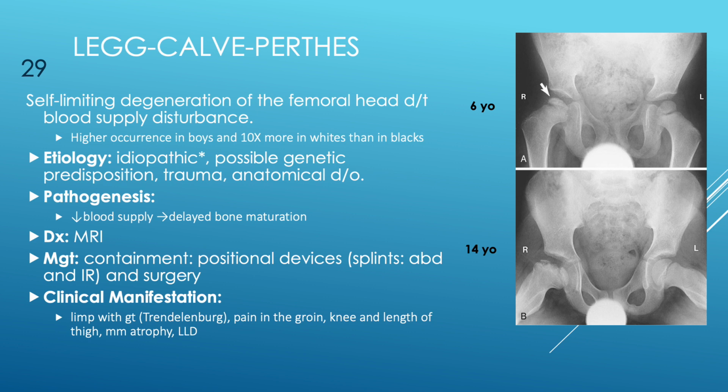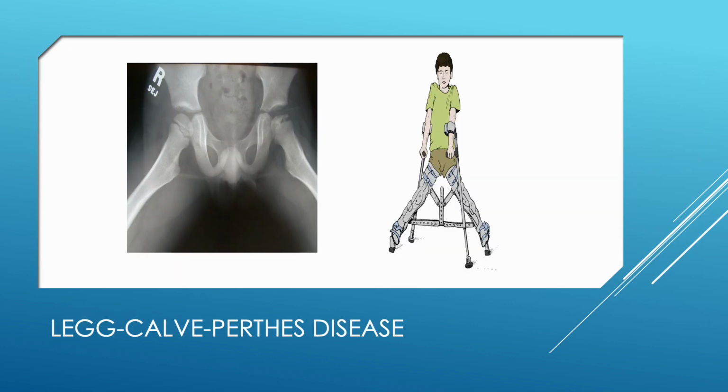Clinical manifestation includes a limp with characteristic Trendelenburg gait, pain in the groin, knee, and along the thigh, muscle atrophy, and potential leg length discrepancy. The treatment goal is to limit deformity and preserve the integrity of the femoral head.